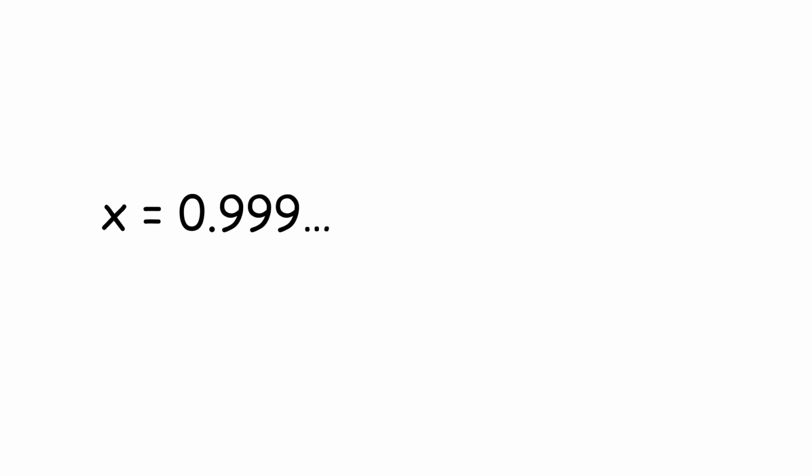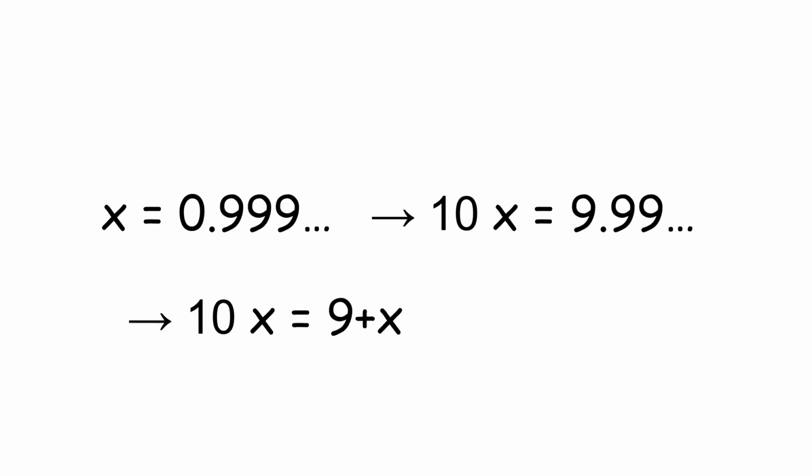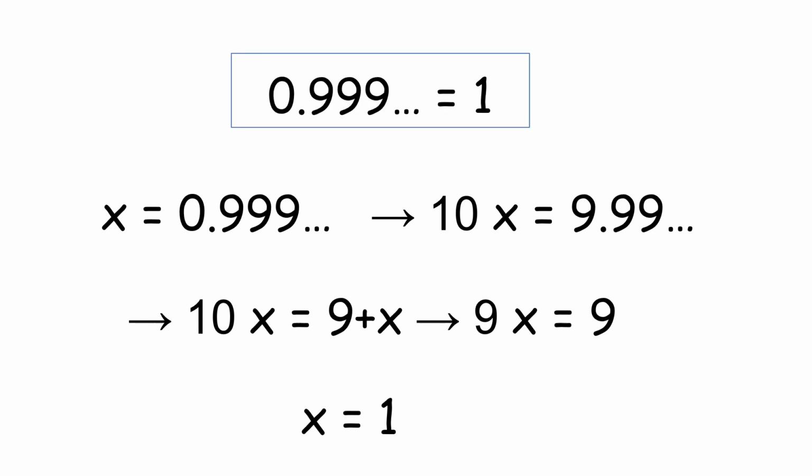For example, they say let's assume x equals 0.9999999. Then they multiply by 10. Then they simplify: 10x is equal to 9 plus x, and that means 9x equals 9, or x equals 1. And they say that means 0.999999 is equal to 1. But here, I want to give you a totally different proof without using any equation.